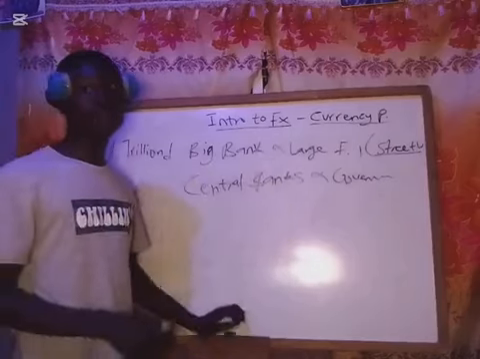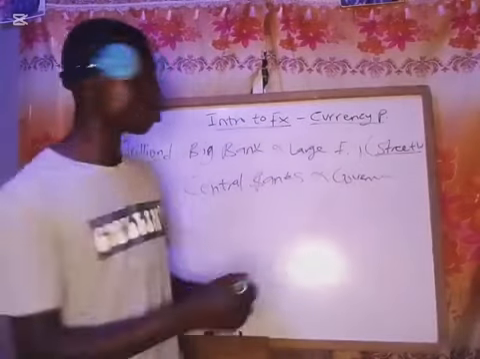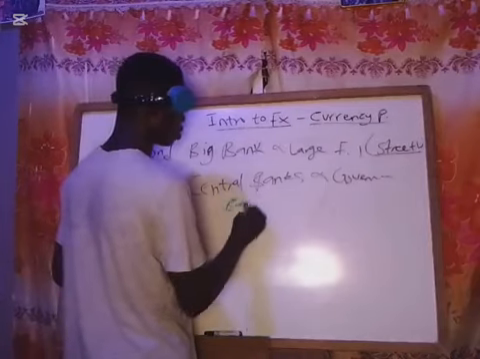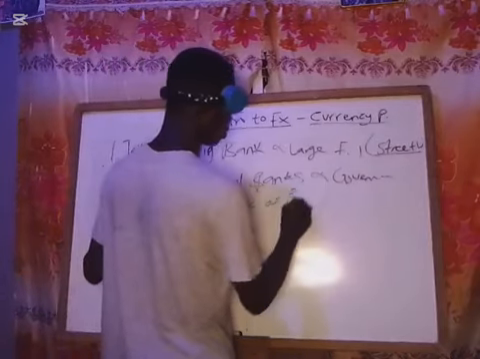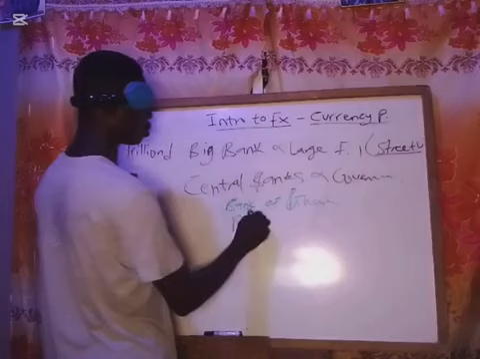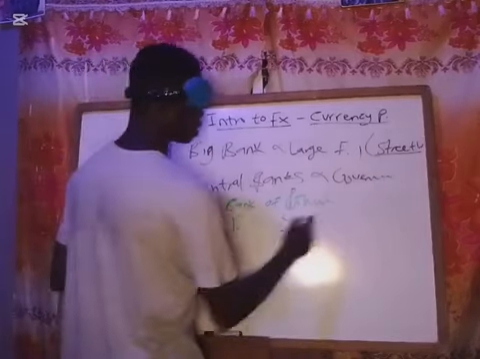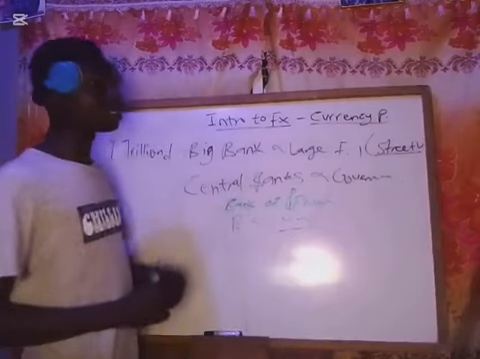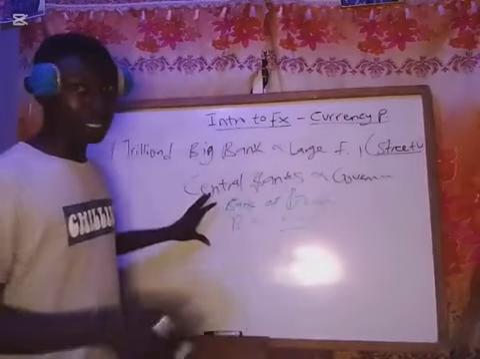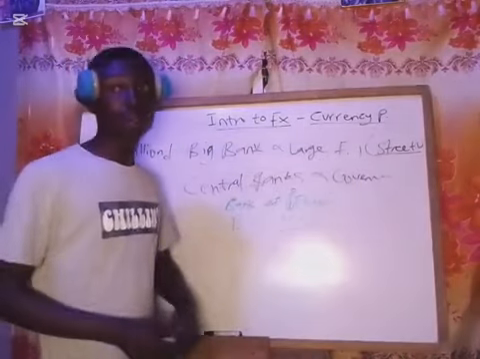The central bank is the bank of your country. So you come to Ghana, you have the Bank of Ghana. When you come to Nigeria, we have the Bank of Nigeria. We have the Bank of whatever. So that is how it is. The bank is the institution that is trading with the government.